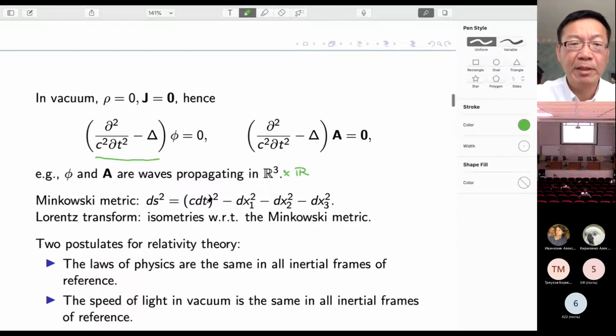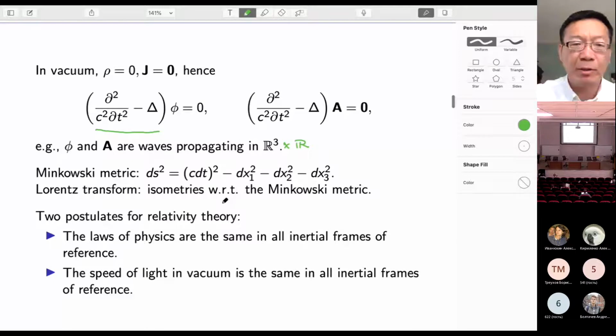So that immediately leads to the connection with special relativity. I have to mention it here because it is the part that has more connections with reality. The laws of physics are the same in all inertial frames of reference, okay? And the change of frames of reference is given by the Lorentz transforms.